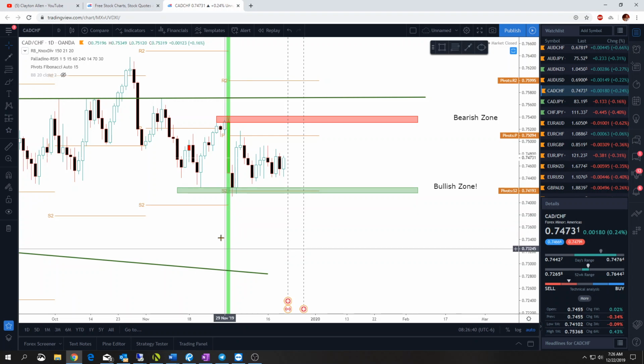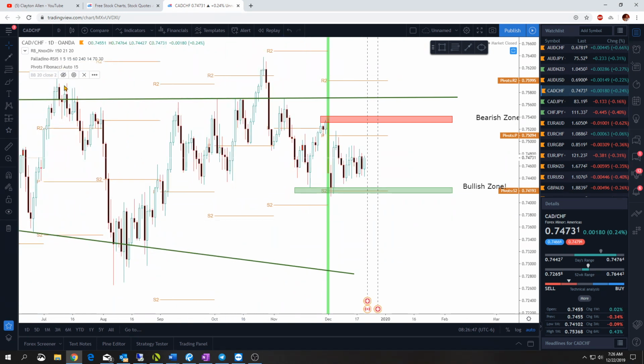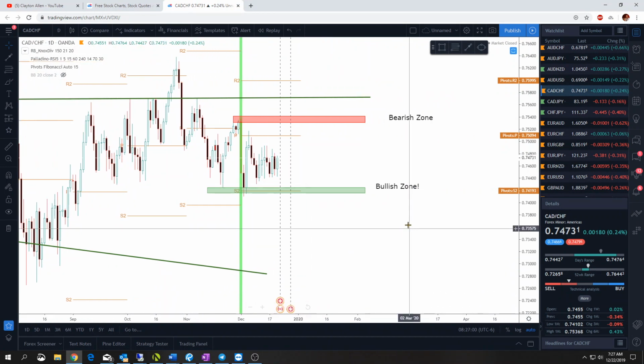Canadian dollar, Swiss franc, kind of in this consolidation. This big green line tells us we want to be buying because we're oversold on, let's see, where did our RSI go here? Yeah, I don't know what happened to it. But either way, kind of in the middle.